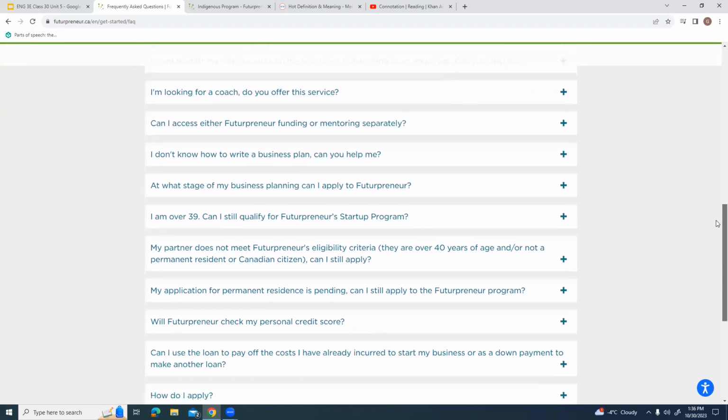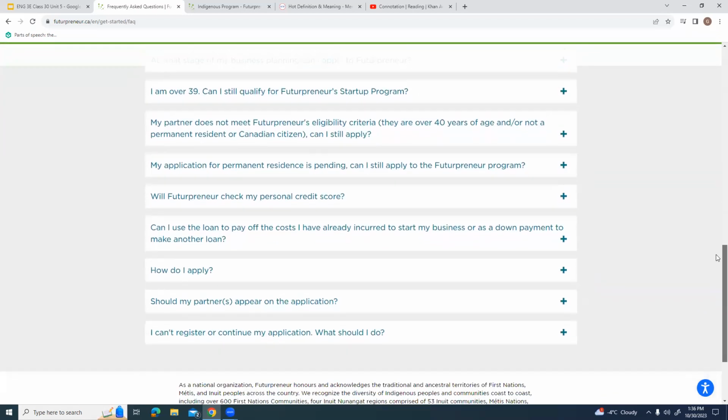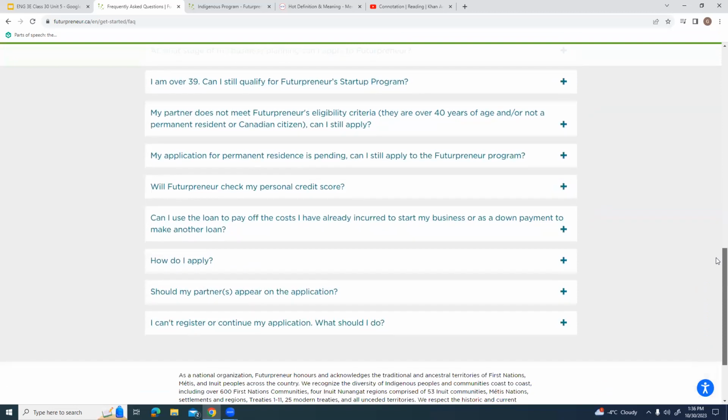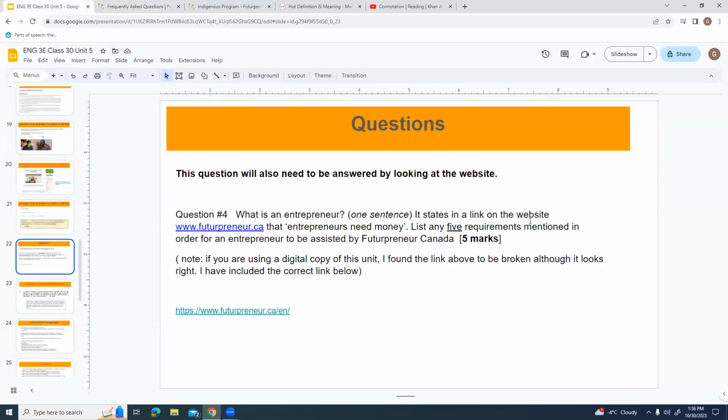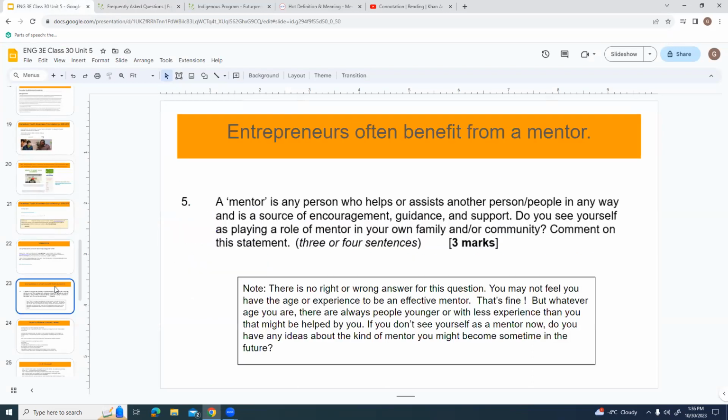All right. So look around, see if you can find what are the criteria you need to be able to get funding from them. 5 requirements. Okay.